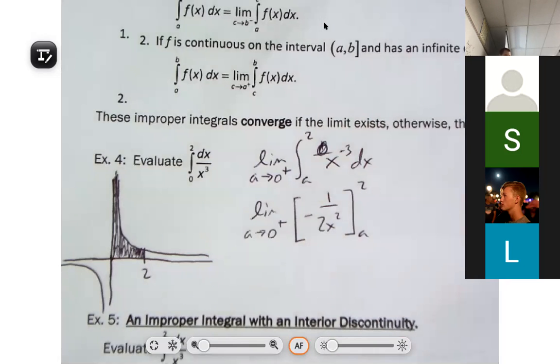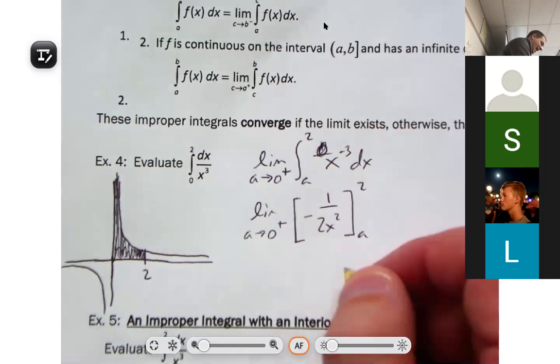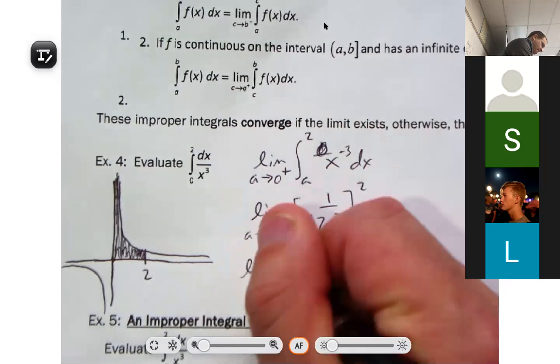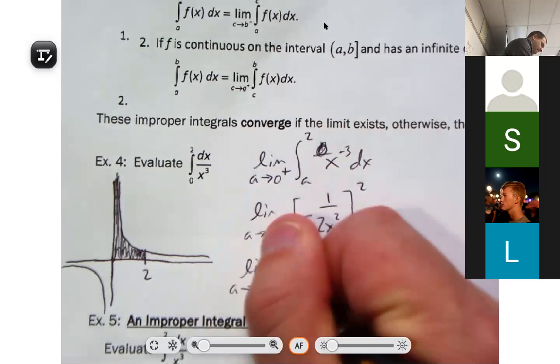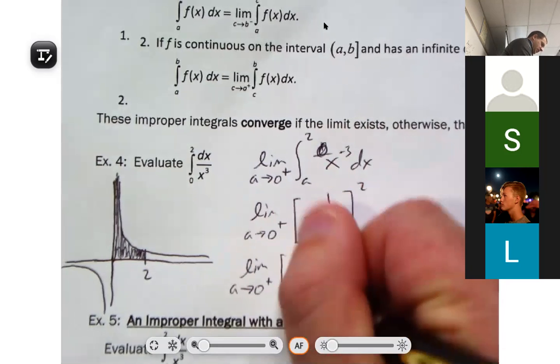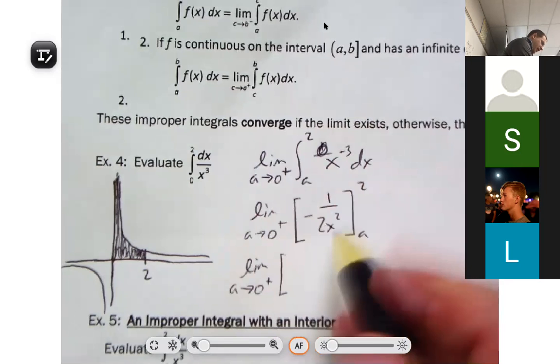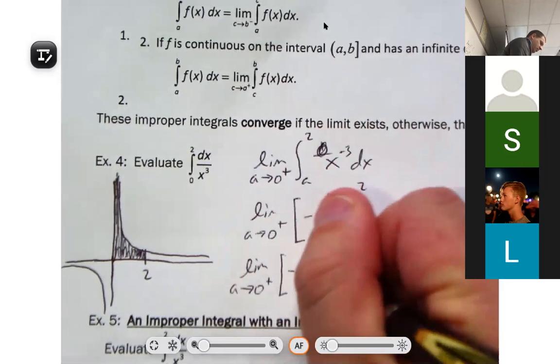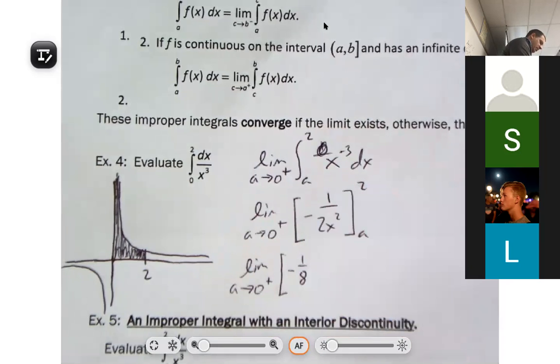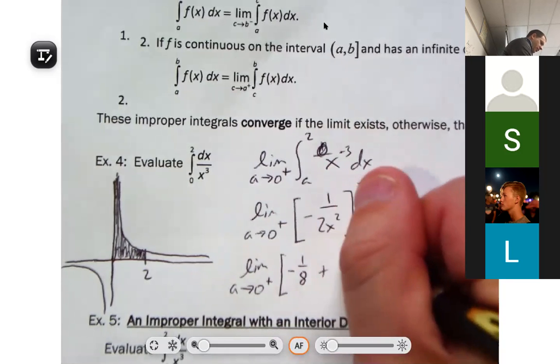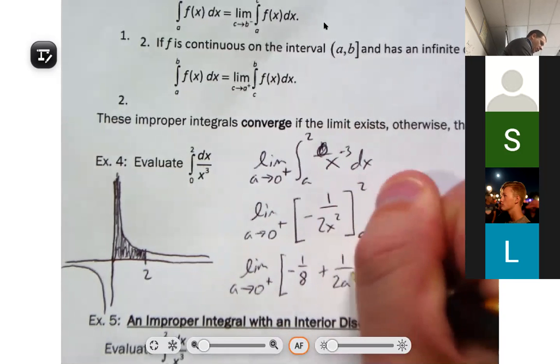And then I'm going to plug in 2, and then I'm going to plug in a. So plug in 2, negative 1/8, minus negative, so plus 1 over 2a squared.